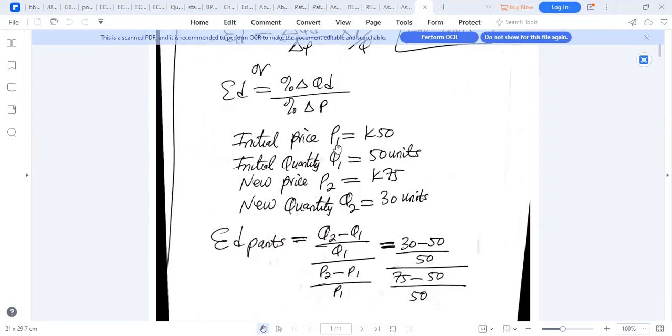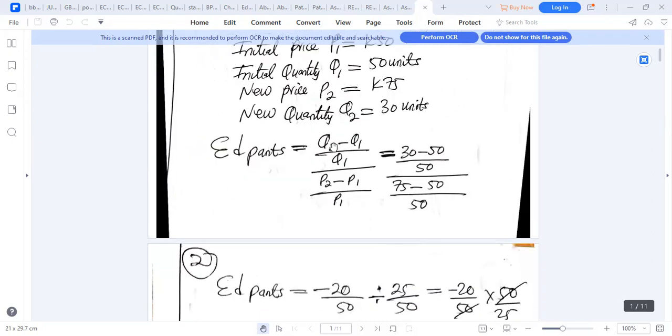The initial price that James was setting was 50 kwacha, and these were fetching 50 units in a month. Then he decides to increase the new price to 75. And now what happens? The new quantity of the pants is only 30 units in a month. So what is the impact of this price increase by James?